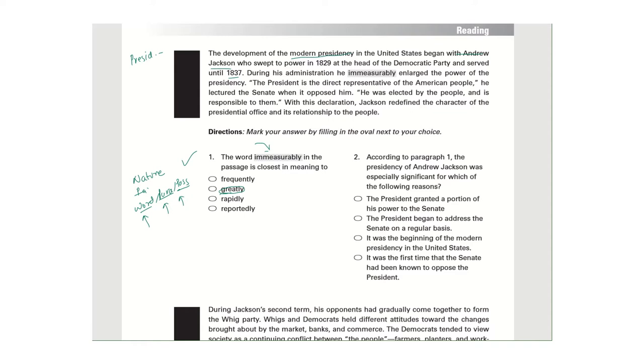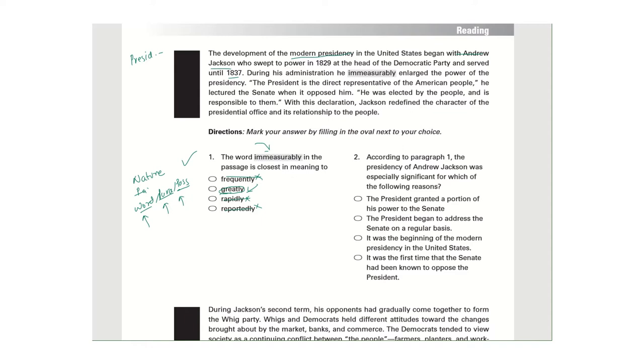Because something is immeasurable means huge or large or great. He greatly enlarged. And greatly sounds good in this context, so I'll say greatly here. Enlarge the power of presidency. So as you can see, I'm again using process of elimination here. These choices, frequently enlarge or rapidly enlarge or reportedly enlarge, does not make sense. If it says immeasurably, it is related to size, and greatly does make sense there. Okay, let's go to the next question.